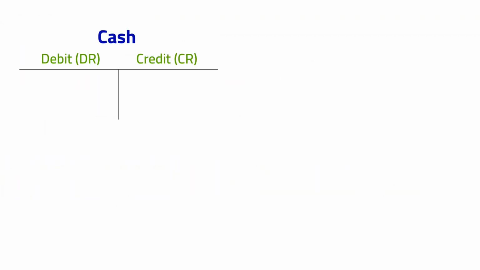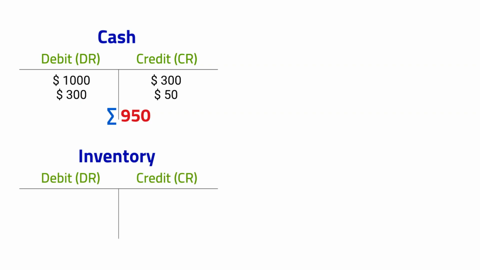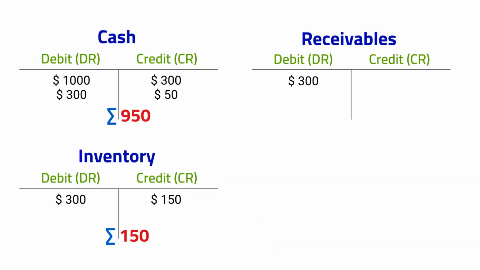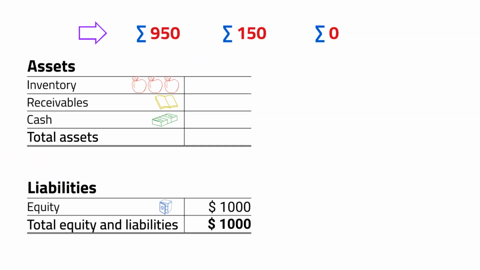Let's add up each T. Cash, initial $1,000 plus debit $300 from sales, less credit of $300 for buying apples, and less $50 from paying rent, $950 as a result. Inventory, $300 of apples bought and $150 sold, $150 left. Receivables settled, 0. Let's move entered asset and liability balances to the balance sheet. It will look like this. And it doesn't balance yet, but no worries, just a moment.